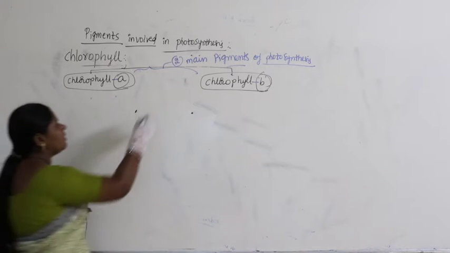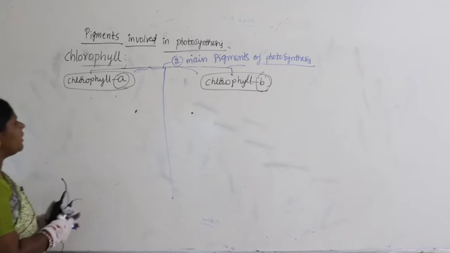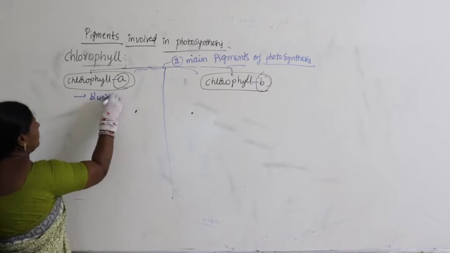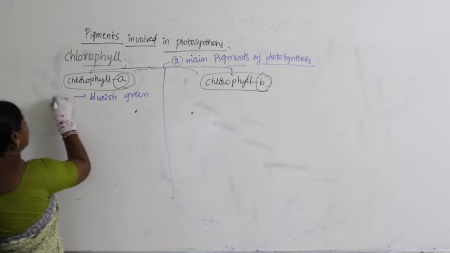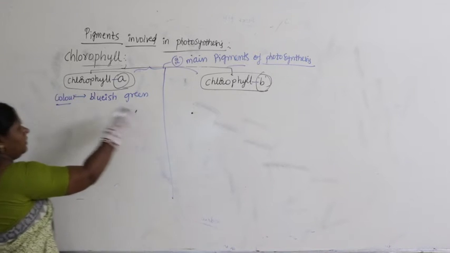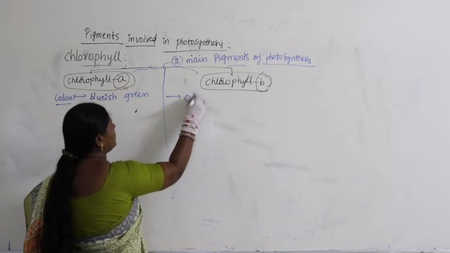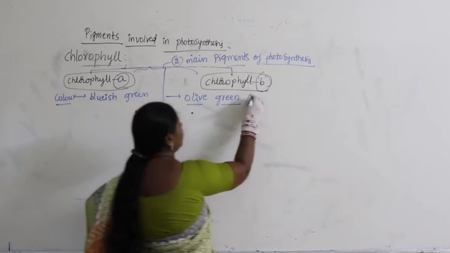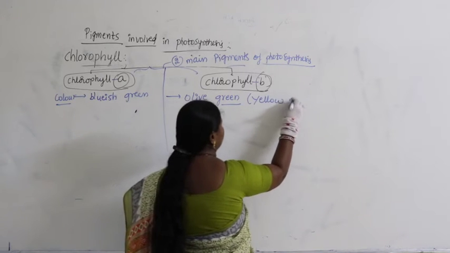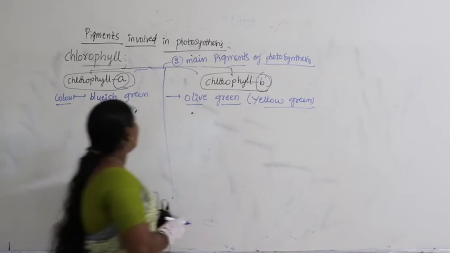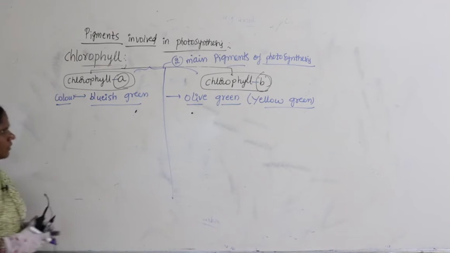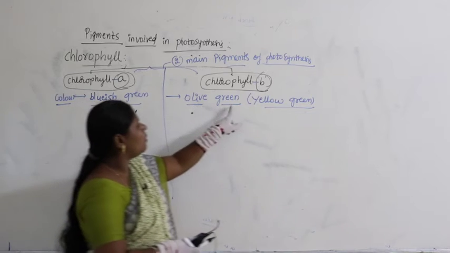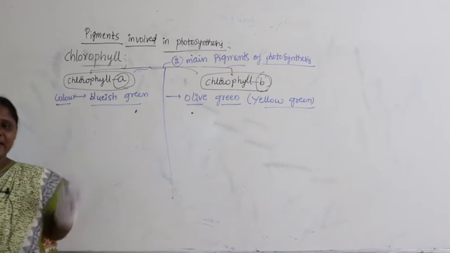Right. Now let us make the differences here. If you take chlorophyll A, this is bluish green, the color with which it appears, whereas chlorophyll B is olive green, or you can take yellow green. So chlorophyll A appears bluish green, chlorophyll B appears olive green or yellow green. Then where are the differences?